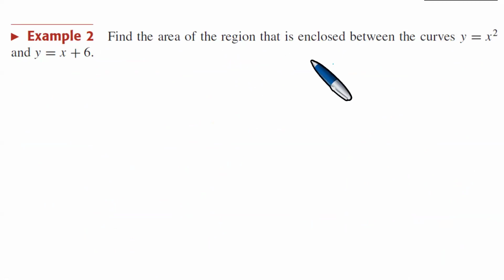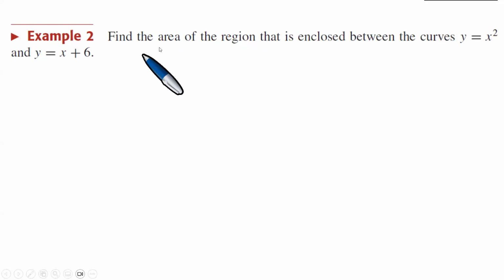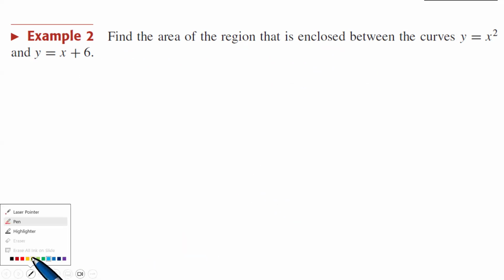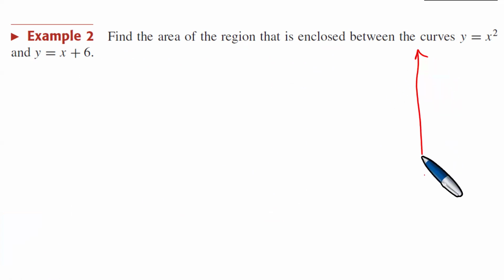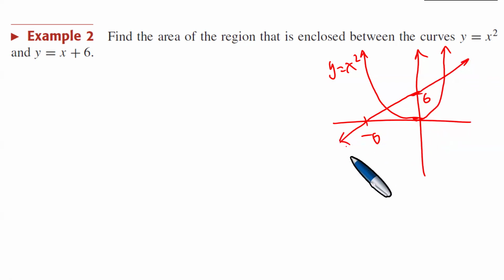Find the area of the region that is enclosed by the curves y equals x squared and that. That is the same thing. Okay, find the area of the region that is, yeah, it's different because now it's more general. So you do not have the other lines. Y equals x squared, y equals x plus 6.